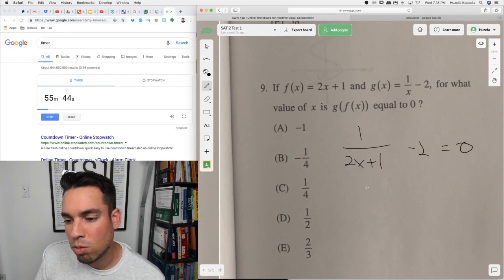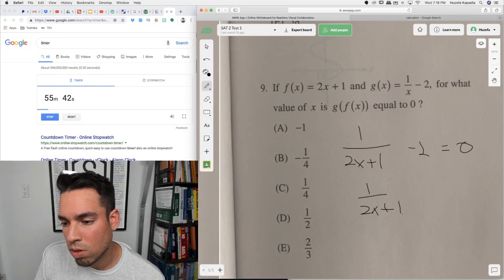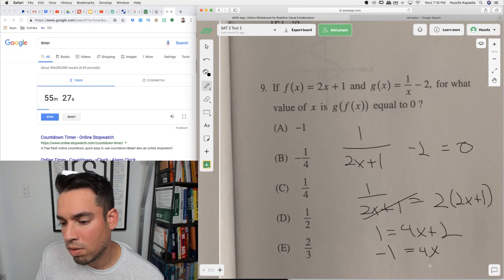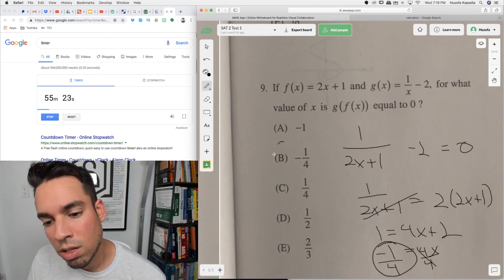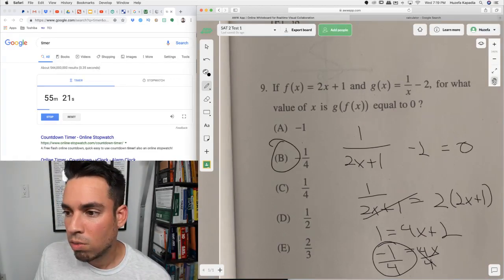Now we solve. Add 2 to both sides. 1 over 2x plus 1 equals 2. Multiply both sides by 2x plus 1. 1 equals 4x plus 2. 4x equals negative 1. Divide by 4, x equals negative 1/4. Negative 1/4. And we could plug it back in.